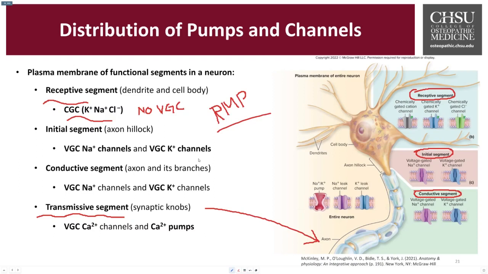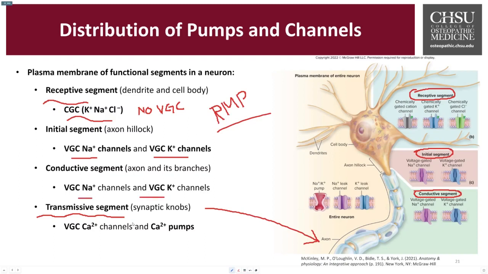The initial segment is conventionally considered to be the most important part, which is the axon hillock, that then allows the signaling to cascade onto the next neuron. This region is filled with both voltage-gated sodium channels and voltage-gated potassium channels. The conductive segment of the axon includes its axon and its branches, and it contains both voltage-gated sodium channels and voltage-gated potassium channels, just like the initial segment.